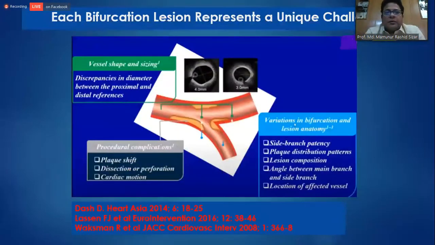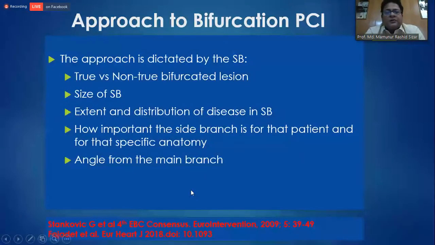Now, why does the bifurcation lesion have unique challenges? In every lesion there is vessel shape and size, a discrepancy in diameter between the proximal and distal reference, and a chance of plaque shift. I already mentioned dissection and perforation. Then the approach to bifurcation PCI is dictated by the side branch: whether it is a true or non-true bifurcation lesion, the size of the side branch, extent and distribution of disease in the side branch, how important the side branch is for that patient and for that specific anatomy, and the angle from the main branch.